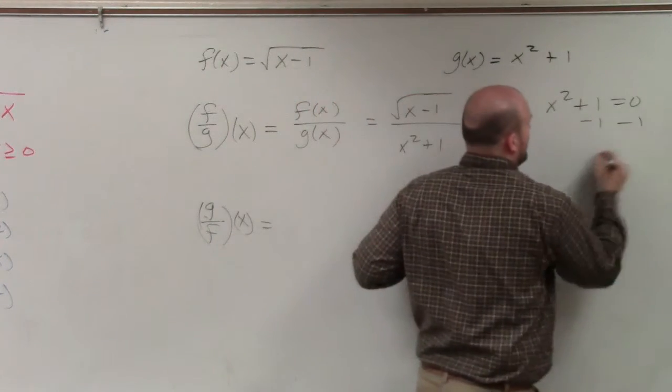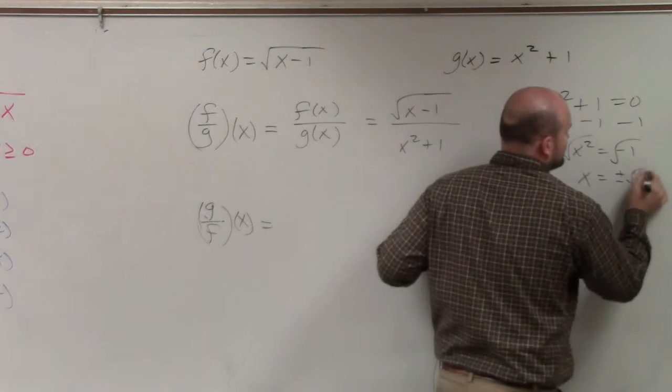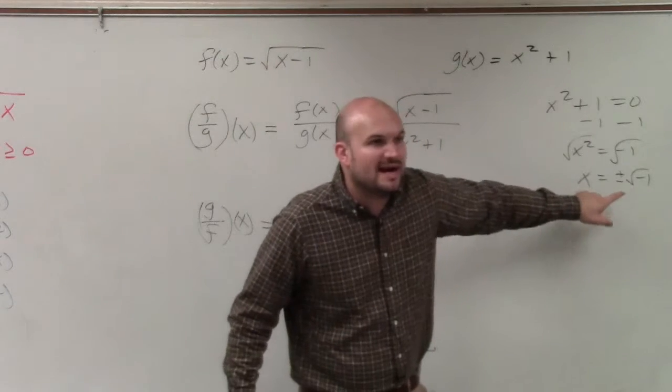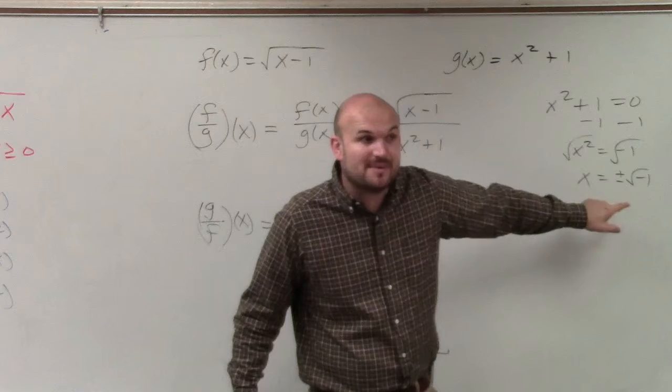So if I go and solve, I have x squared equals negative 1. Square root, x equals plus or minus square root of negative 1. Are there any real numbers that make my denominator 0? No, there's imaginary numbers that make my denominator 0.